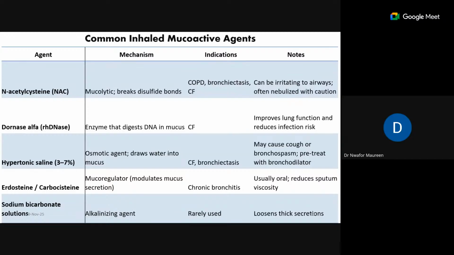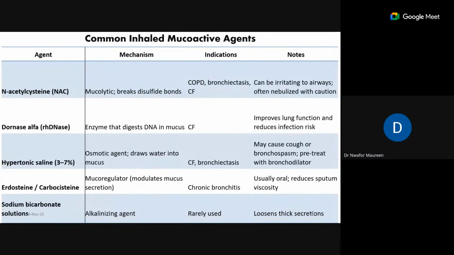So this slide is just showcasing the common inhaled mucoactive agents, their list of actions, their indications, and the notes. And see N-acetylcysteine, you can use it to manage COPD, cystic fibrosis. It's a mucolytic, it breaks disulfide bonds. The notes: it can be irritating to airways, often nebulized with caution.